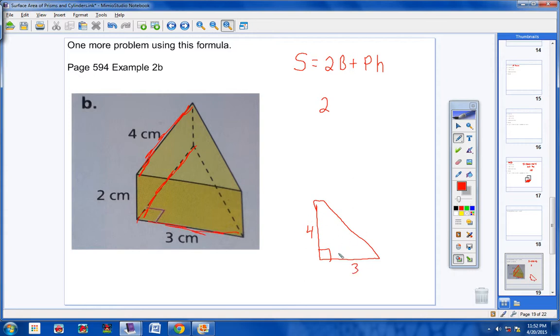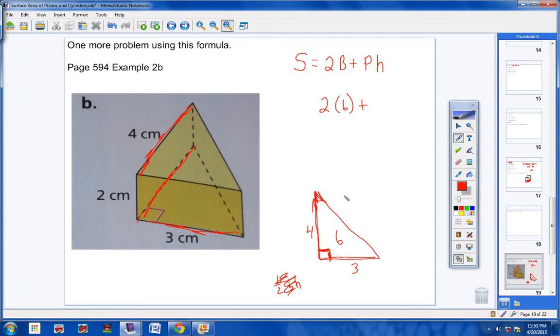So what's the area of this triangle? Well, 1/2 times the base times the height gives me the area of the base. So it would be 6. 4 times 3 is 12 times 1/2 is 6. So the area of the base is 6. Got it? Now, next is the perimeter of the base. Let's find the perimeter of the base. Well, here's the base right here. To find the perimeter, I must know all 3 sides. Okay? So using Pythagorean's theorem, I do have a right triangle.